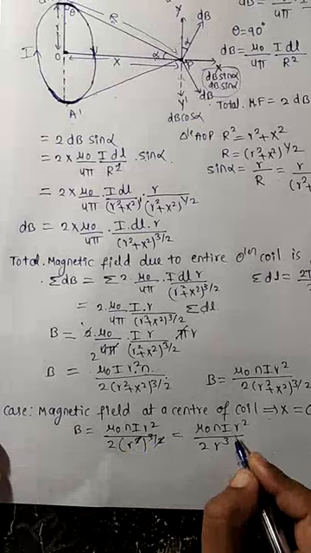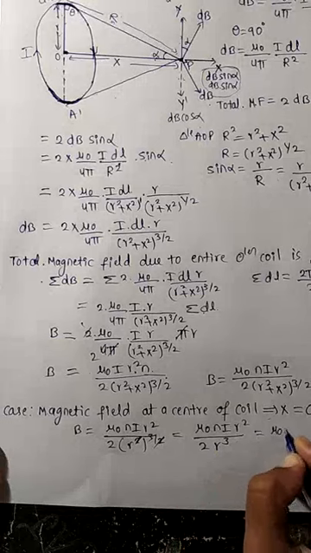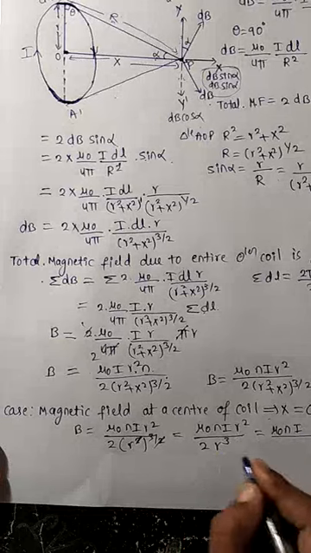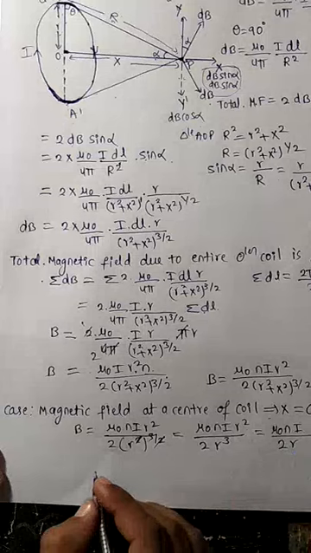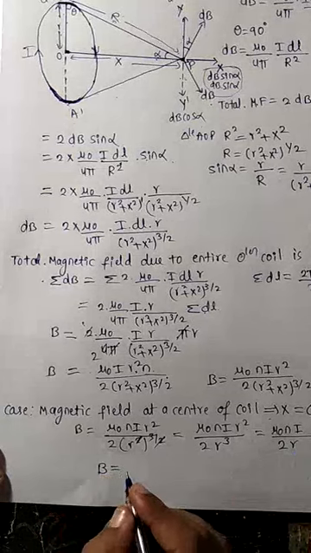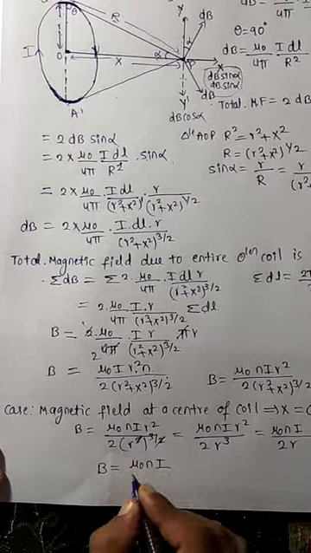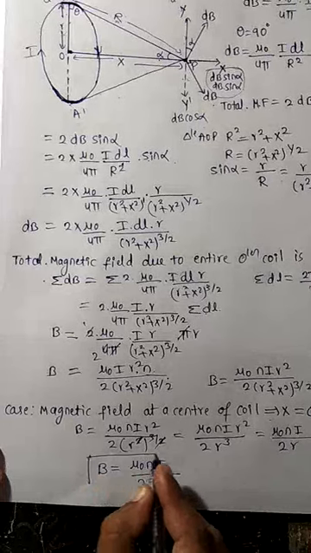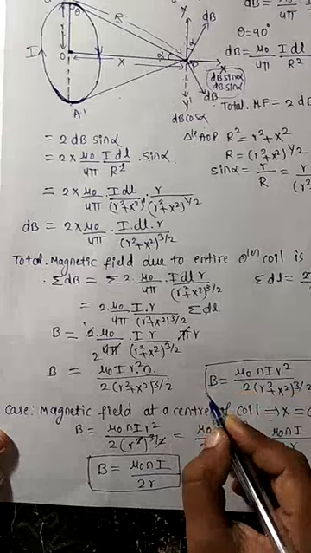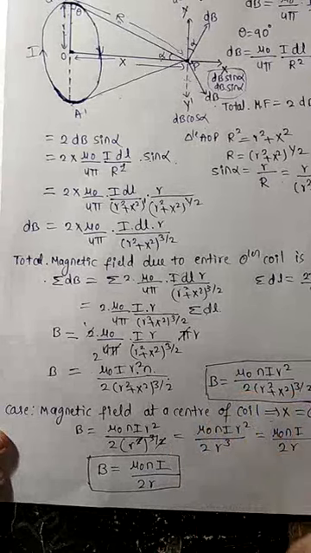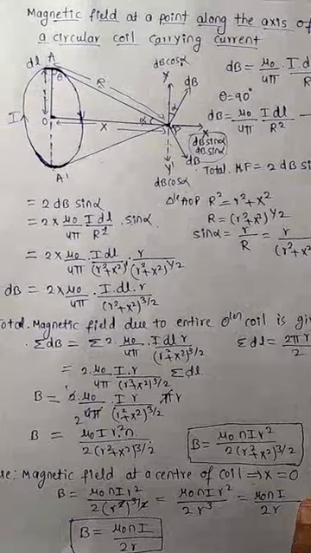Again r square and one of this r square get cancelled, so only one r is remaining. That is mu naught N I, r square gets cancelled, and 1 r will be remaining. That's why the magnetic field at the center of a circular coil is always equal to mu naught N I divided by 2r. So this is at the center of the coil, and the other is the magnetic field due to the entire circular coil. So these two equations we got. Let's once again move into the derivation.